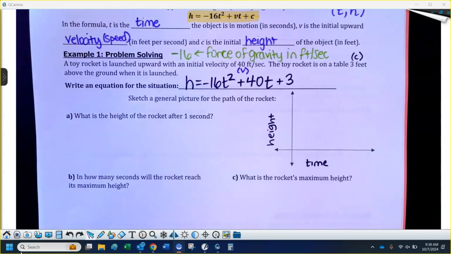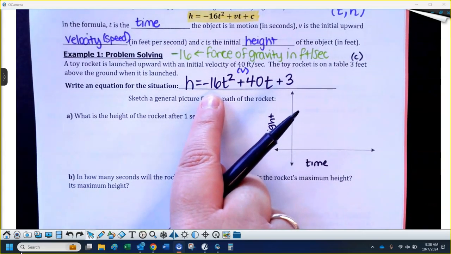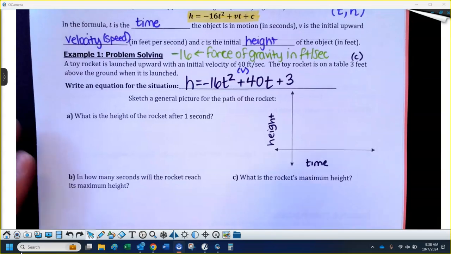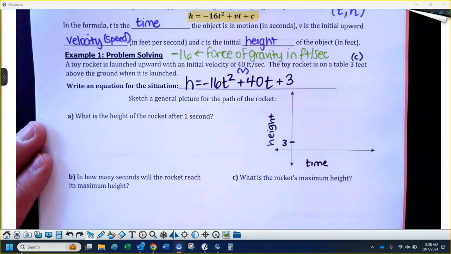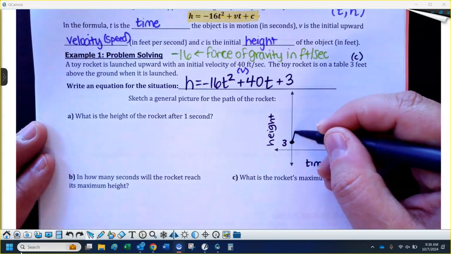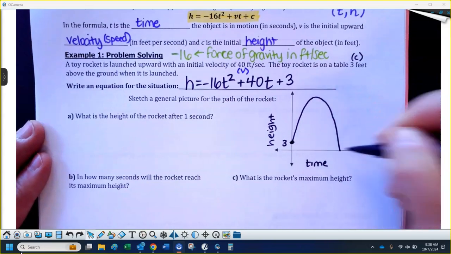The negative. Okay, yes, so the rocket you're going to launch in the air and gravity is going to drag it back down. So the path would look like an upside down parabola, but if you just had the equation, you would know it has to turn upside down because of that a value being negative. Okay, now, I guarantee this is not to scale, but I'm going to put a little 3 on the y-axis because that's the initial height. So we're going to launch this up in the air, and then it's going to come back down.